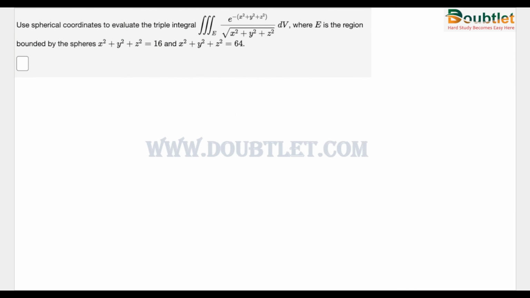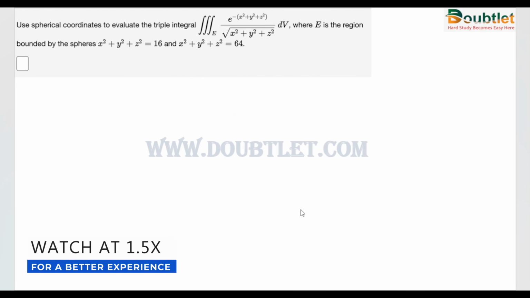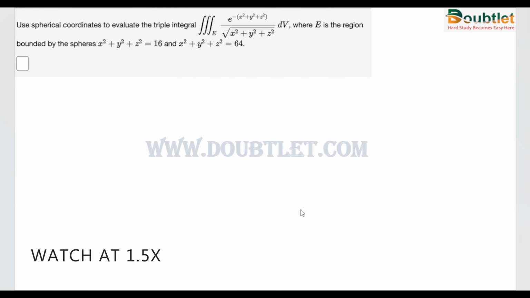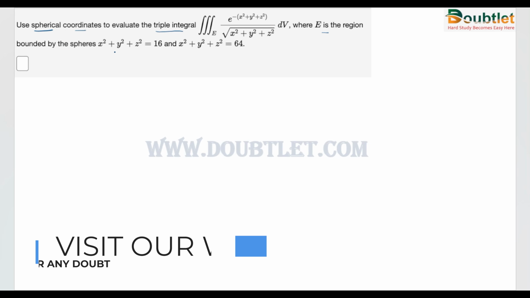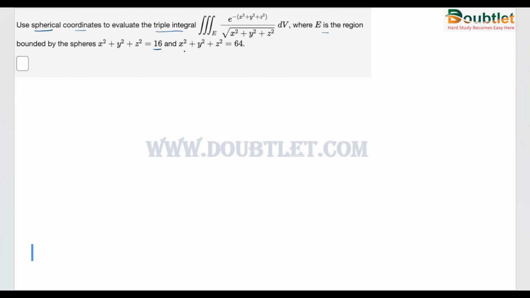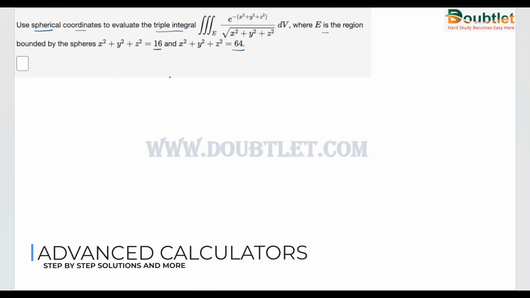Hello guys, in this video we are going to solve this question by using spherical coordinates. Basically we have to use spherical coordinates to evaluate this integral, where the region bounded is between two spheres, that is radius 4 to radius 8.